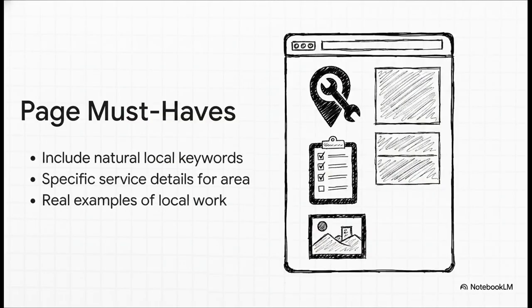And here's the catch. You can't just duplicate a generic page, swap out the city name, and call it a day. The algorithms catch that lazy stuff instantly. To build in genuine localized authority, you've got to inject organic, local keywords right into the text. You need to outline specific service details relevant to that exact area. And, crucially, you need to feature real examples of work actually done in that specific community.